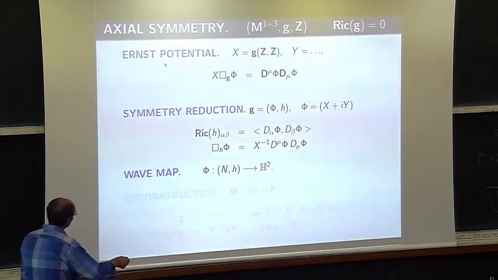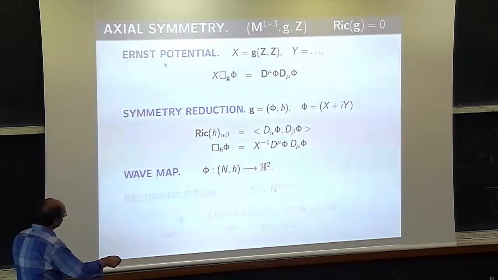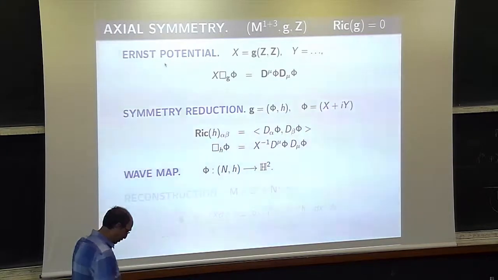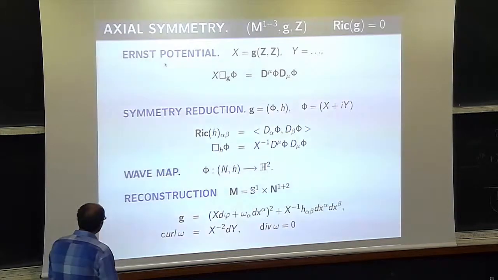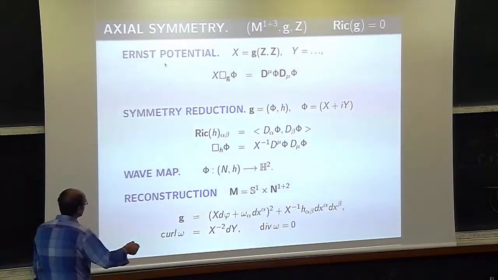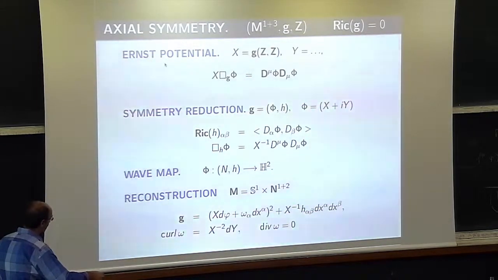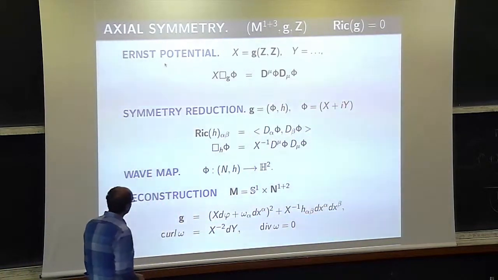In fact, you can view this as a wave map from the space N with a metric H to the standard hyperbolic space, in the Poincaré formulation. Once you can solve this problem, you can reconstruct the space-time metric in this fashion. So this will be the full space-time metric, where these omegas here are obtained by solving this system. It's a divergence-curl type system, which you can solve exactly. And then you have reconstructed the metric, and you are done.